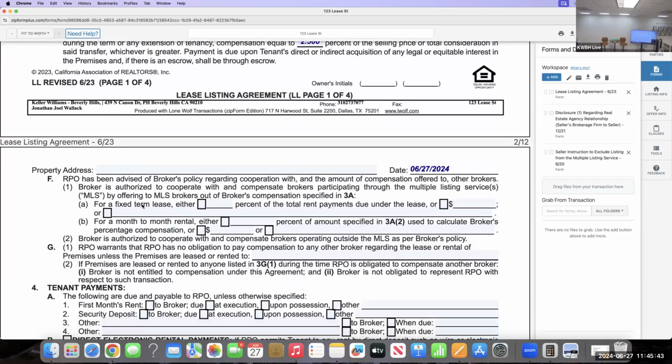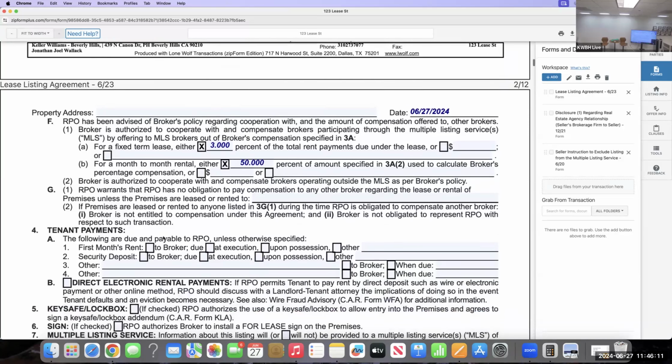Okay, what am I offering on the MLS? This is going to change on the new contract, when the new contracts are released. So right now, I'm going to be offering 3% in the MLS. For month to month, 50% of the amount specified. So remember up here, I said for month to month, I'm going to get 50% of 1 month's rent. I'm going to share 50% of that with the cooperating broker.